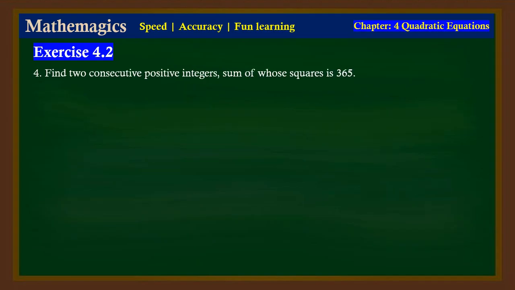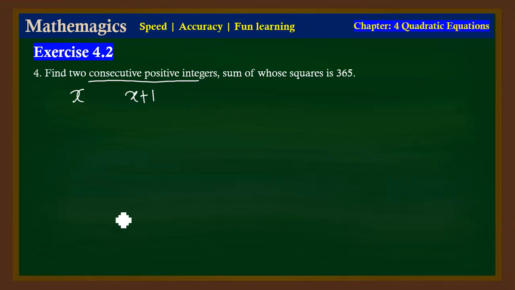next question, that is find the two consecutive positive integers, the sum of whose squares is 365. So obviously when it is a matter of consecutive positive integers, the first number is equal to x and the next number is equal to x plus 1 because it is a consecutive number.